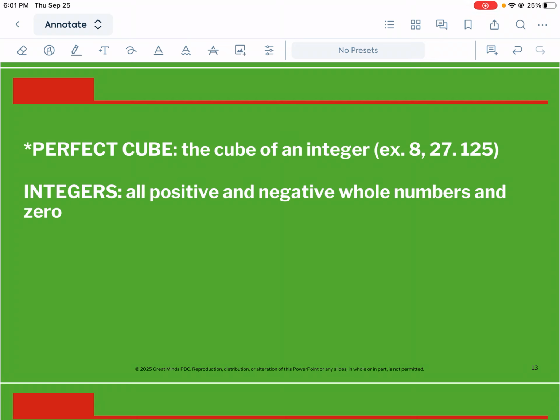Same thing with 27. If I was to cube root 27, we get 3. And once again, if I cube root 125, like how we did for the example in number 2, that'll give us 5. Those are perfect cube values.